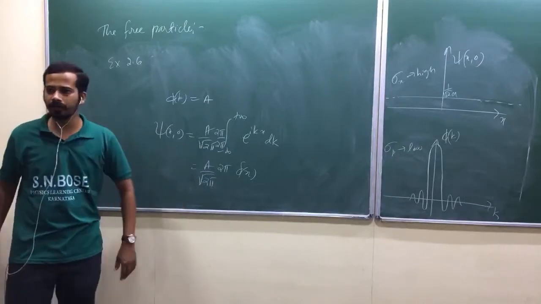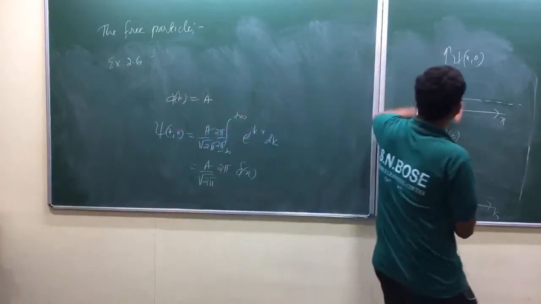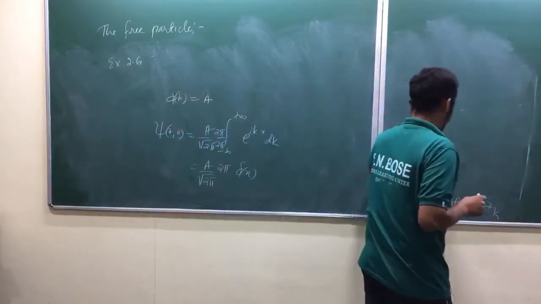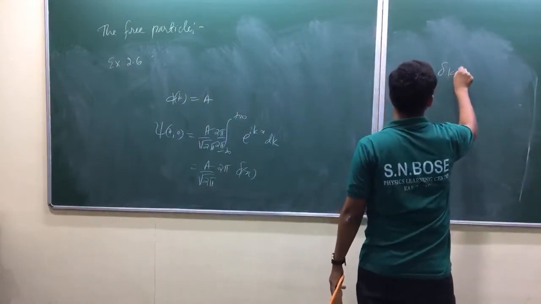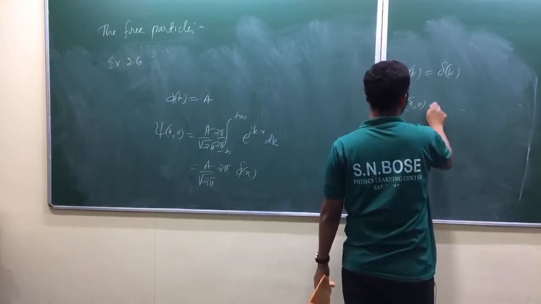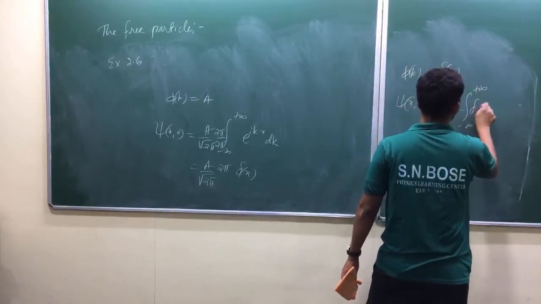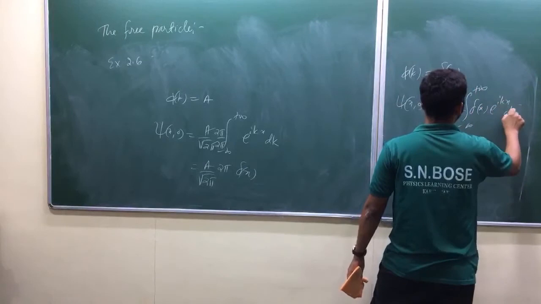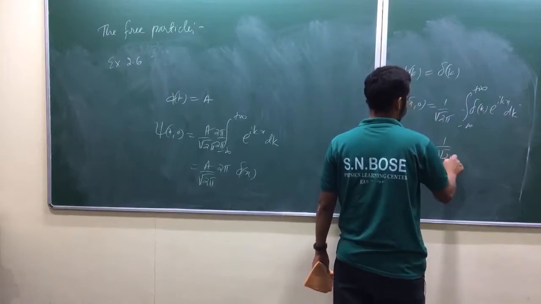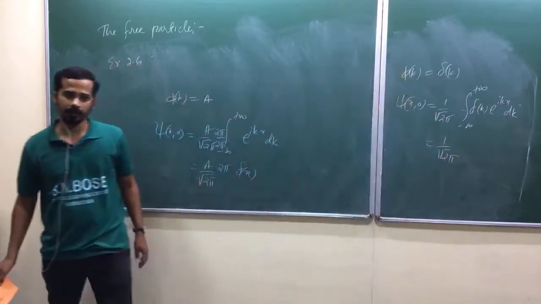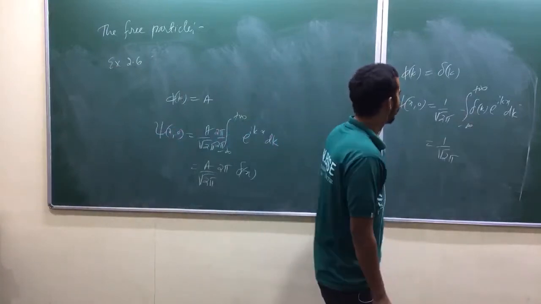What is Fourier transform of Dirac delta? What is Fourier transform of Dirac delta? Suppose phi of k is equal to delta of k. What is psi of x comma 0? Speak up. Dirac delta will choose the function at k equal to 0, isn't it? Now look at here.